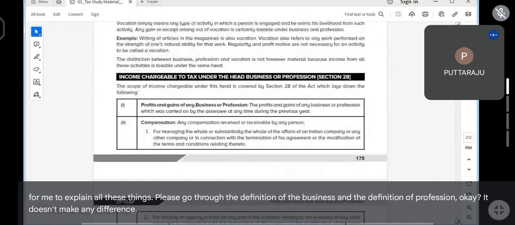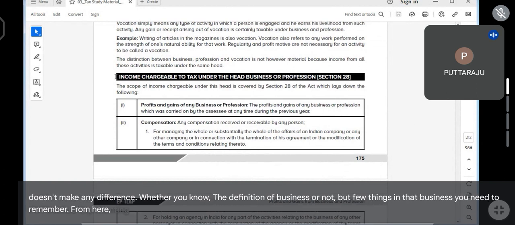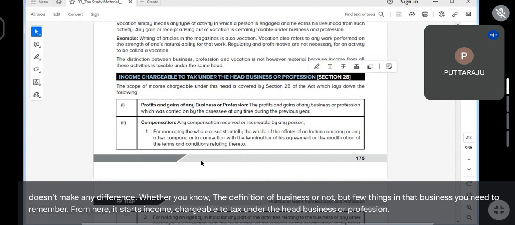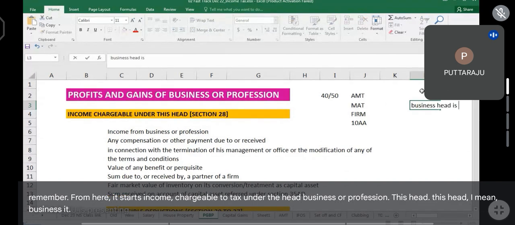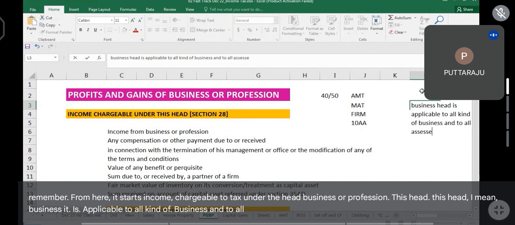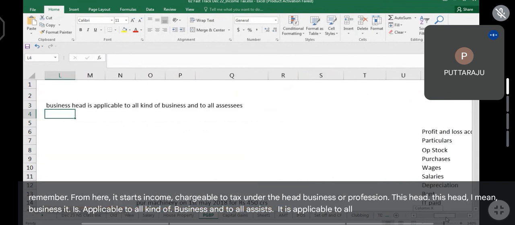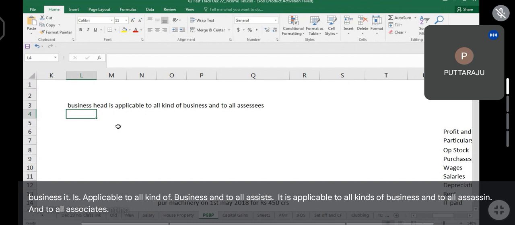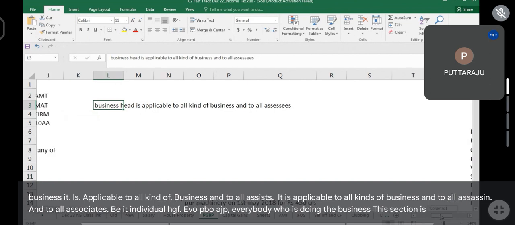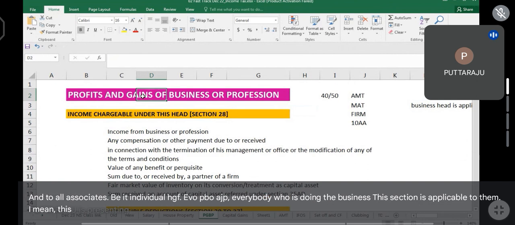It doesn't make any difference whether you know the definition of business or not, but a few things in that you need to remember. From here it starts. Income chargeable to tax under the head business or profession. This head is applicable to all kinds of business and to all assessees, be it individual, HUF, AOP, BOI, AJP, everybody who is doing the business. This head is applicable to them.